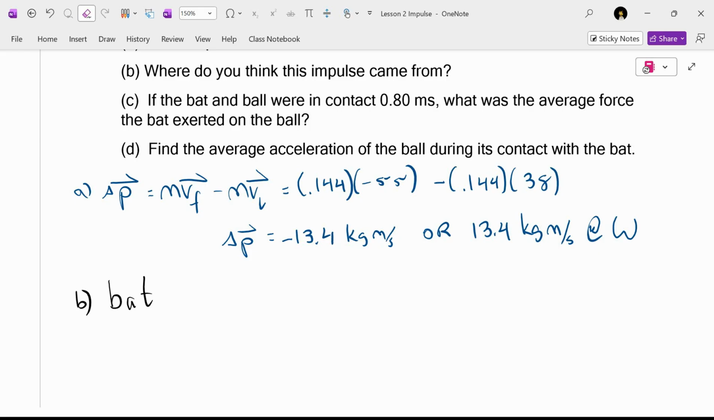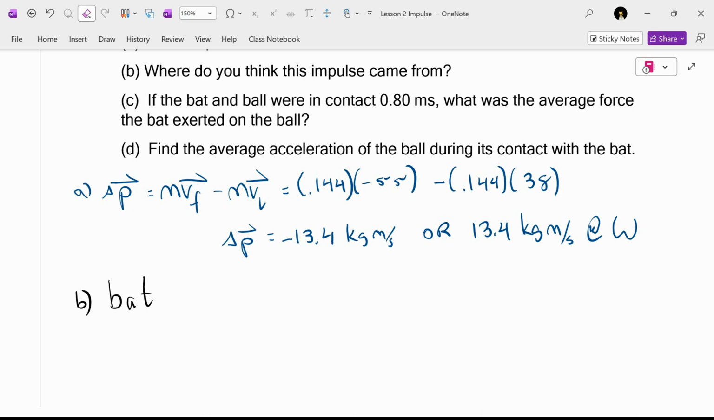First of all, the bat had to bring it to a stop. That was a big change in momentum. And then it had to give it the mass times 50, going in that direction. There's a pretty big change in momentum, but it's definitely all to the west. This makes sense for my visualization.